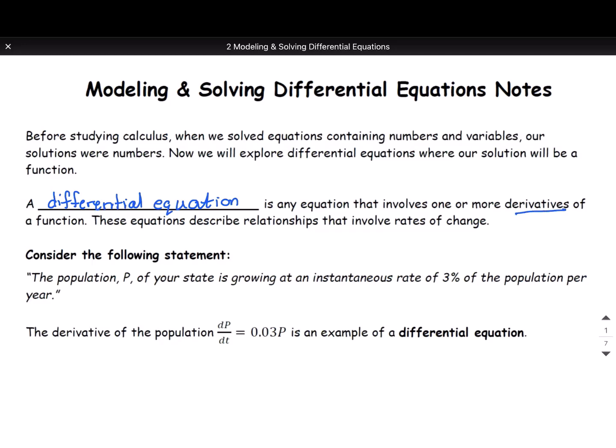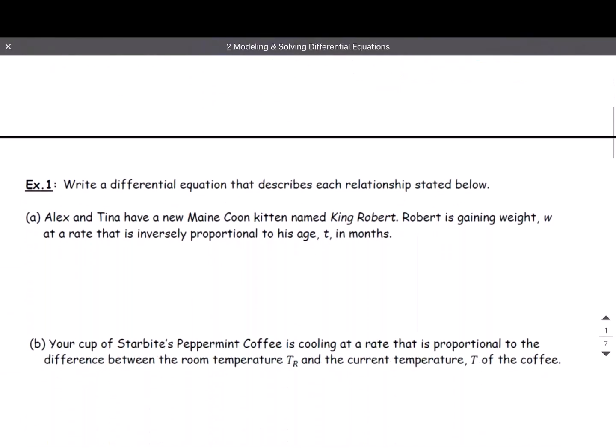And these equations describe relationships that involve rates of change, because that's what a derivative is, and differential comes from derivative. So consider the following statement. The population P of your state is growing, that's how you know it's a rate, at an instantaneous rate, that's how you know it's a derivative, of 3% of the population per year. So the derivative of the population, that's dP/dt, is 3% of the population. We write 3% as 0.03 times P for the population. This whole equation is what we call a differential equation: dP/dt equals 0.03P.